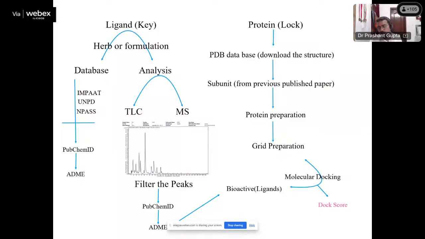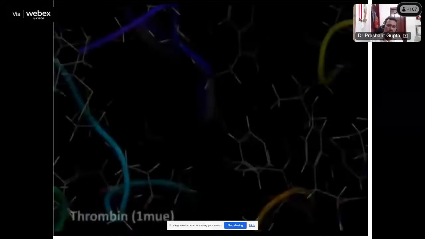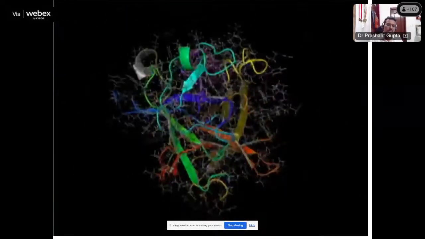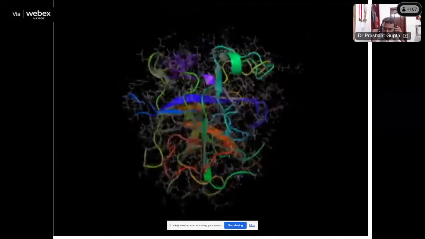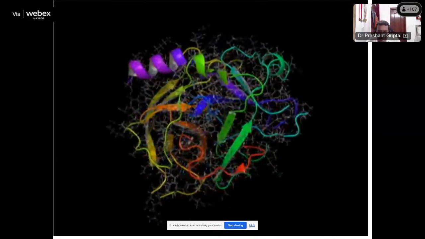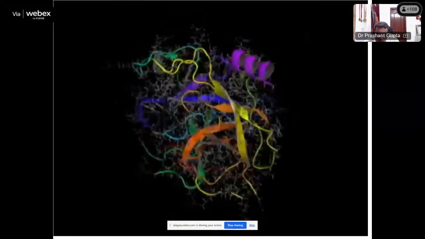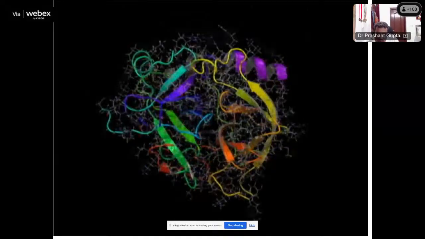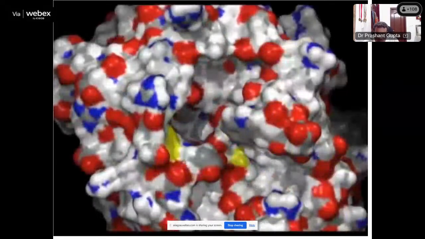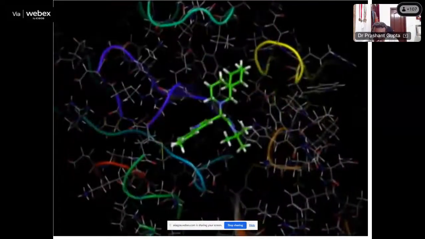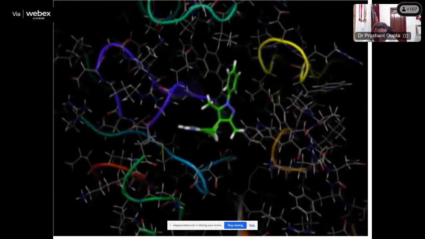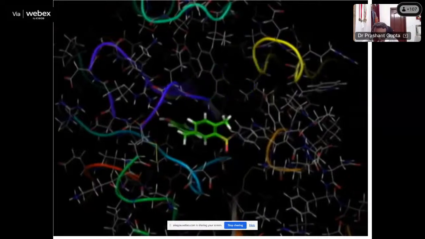We score the likeliness of that phytoconstituent. So one way is docking. This is our picture, where we can show you that this is a thrombin protein, and we have kept our durva in it. You can check it, that the key is moving, but the protein is locked.